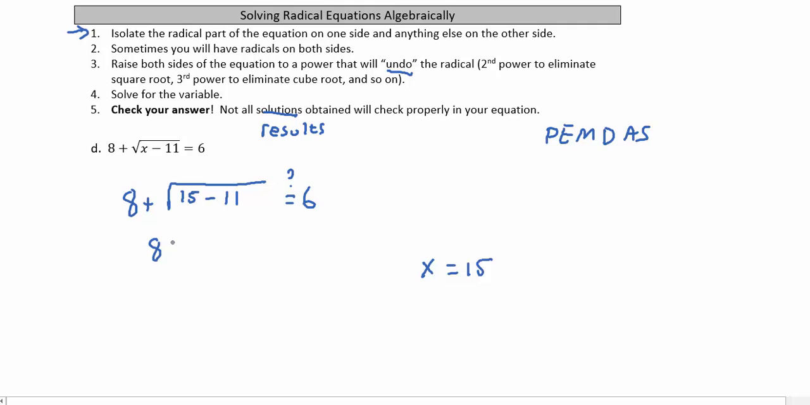15 minus 11 is 4, so I'm left with square root of 4 here. The square root of 4 is 2. On the left-hand side I get that 8 plus 2 is 10, and on the right-hand side I get just 6. This is obviously a false statement.